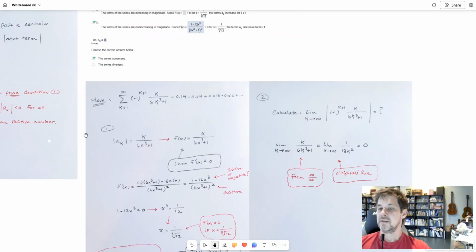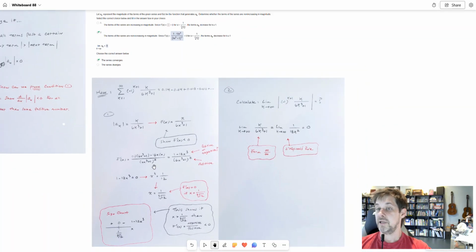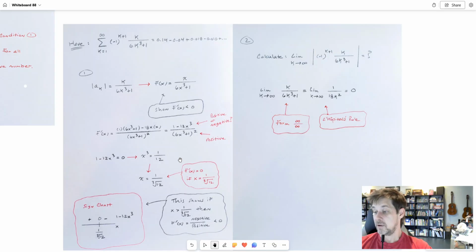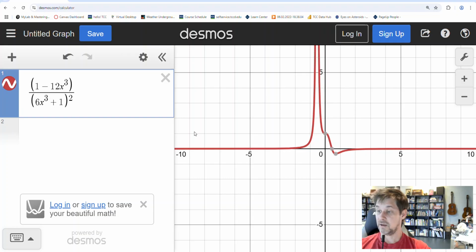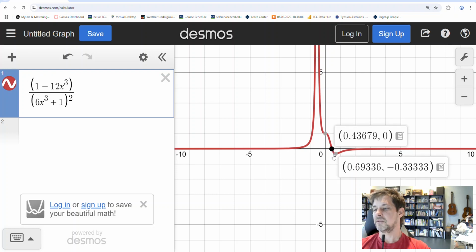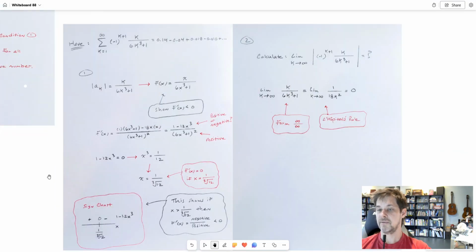All right, so there it is. That's the whole picture for proving an alternating series converges. One other thing we can do, if you have the equipment, I'm not saying you'll be allowed to do this on the test, but if you have a nice graphing calculator that will solve certain kinds of problems for you, I could graph that derivative and see that it crosses over to be negative right here at 0.43679, which is 1 over the cube root of 12. So that's another option that you have for proving this part.